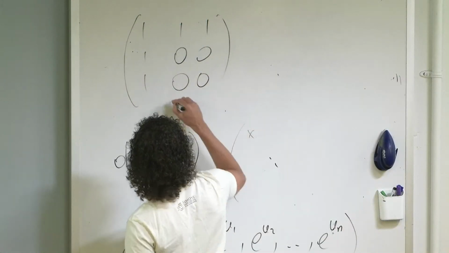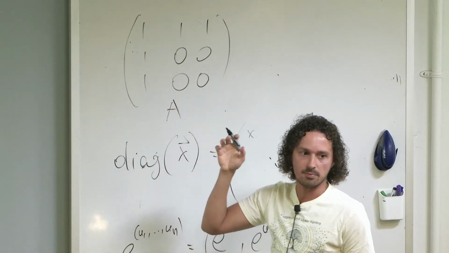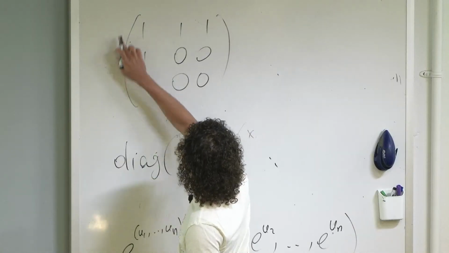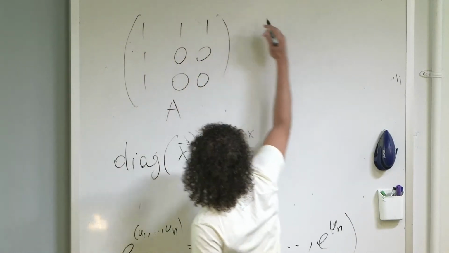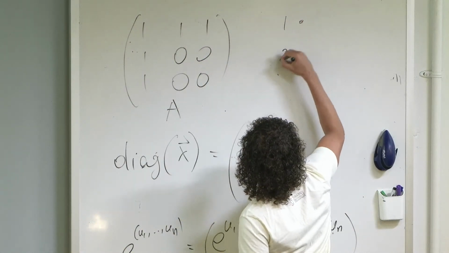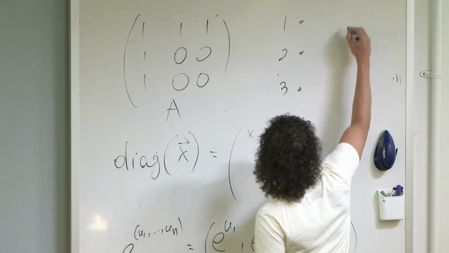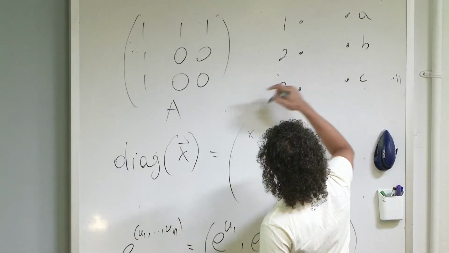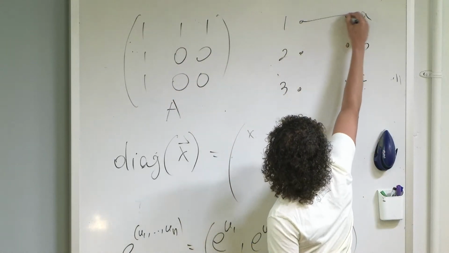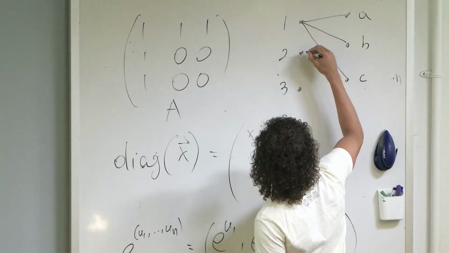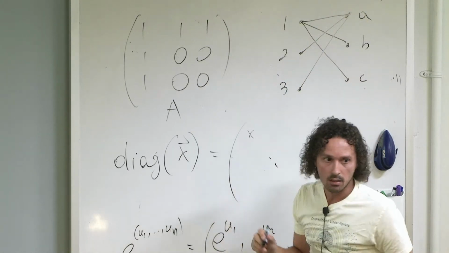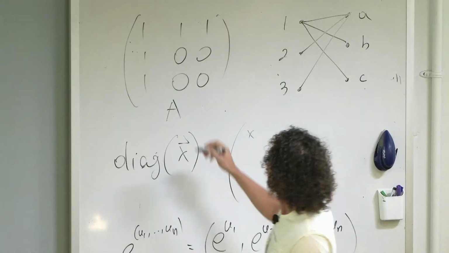So if this is my matrix A, I can say the support is the adjacency matrix of a bipartite graph. I can say these are vertices 1, 2, 3, A, B, C. Then 1 is connected to A, B, and C. 2 is connected only to A. 3 is connected to A. Correct? Now, this has a big block of zeros.